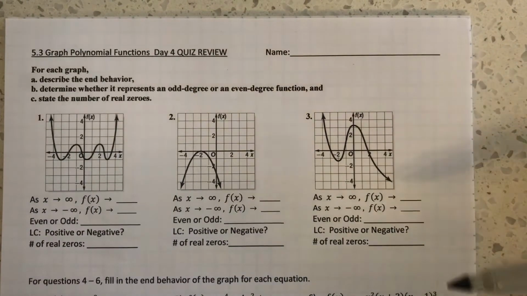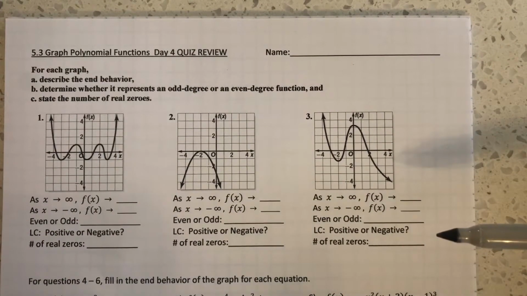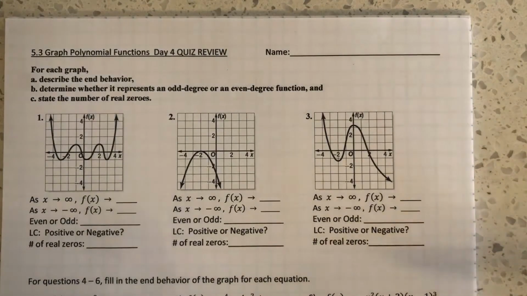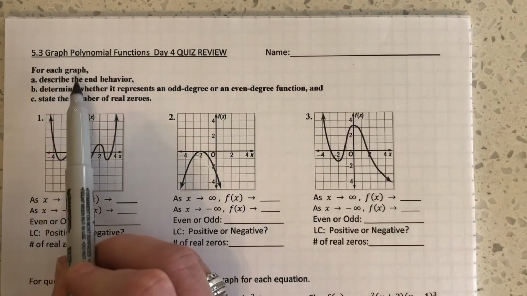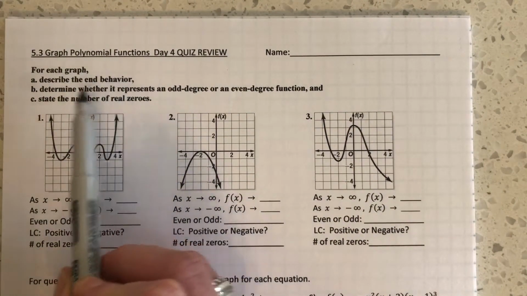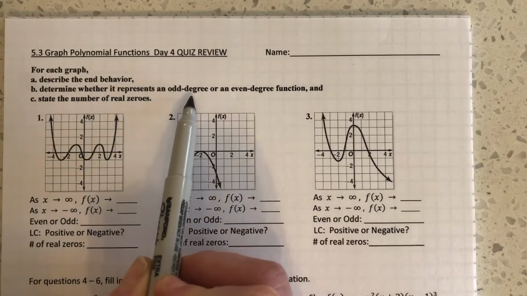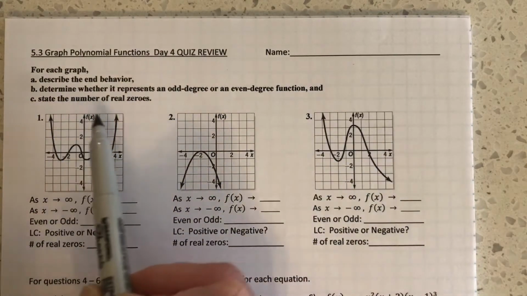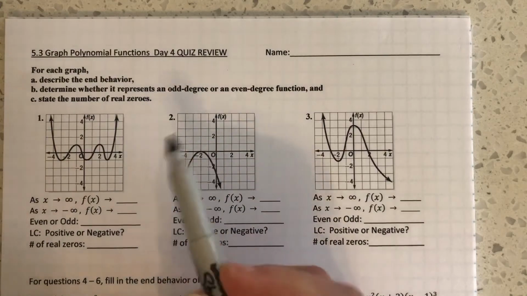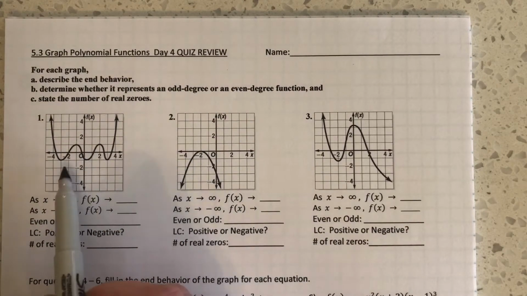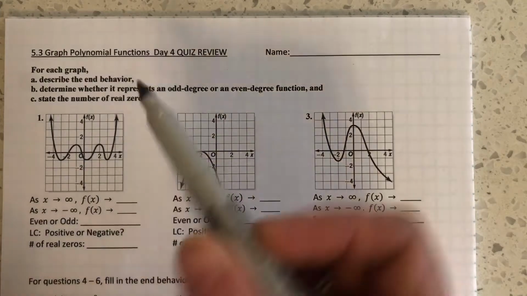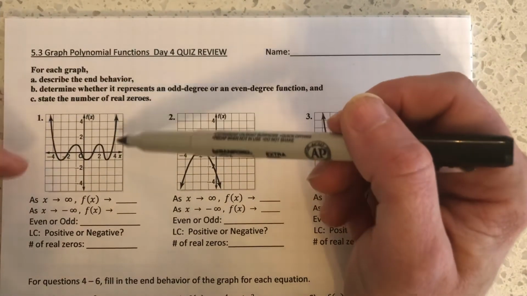We're sketching their graphs. It's all based off of the degree and the leading coefficient that get us that end behavior, and then the official points that we put on the graph are the x-intercepts, the zeros, right? Okay, so in this part, they say for each graph, describe the end behavior, determine whether it represents an odd degree or an even degree function, and state the number of real zeros. Okay, so end behavior, right? Well, look at this graph. I think we could easily all agree that both ends of the graph end up.